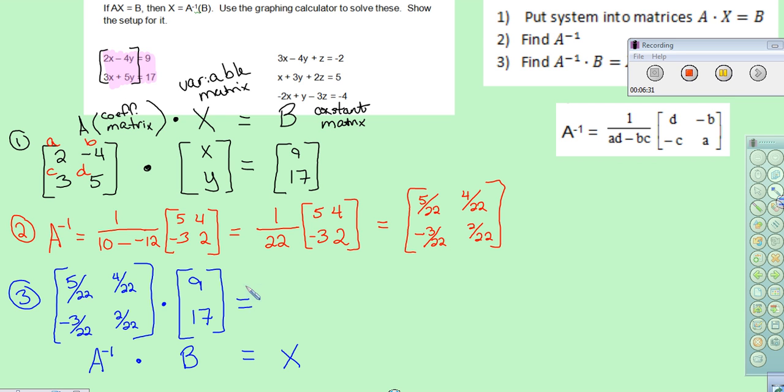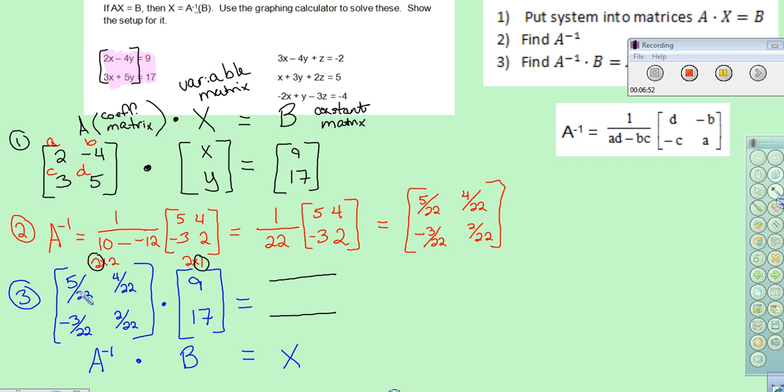Alright, so when we multiply, a couple reminders as we get started: this guy right here is a 2 by 2, and this is a 2 by 1. So therefore my product will be a 2 by 1. Let's go ahead and draw ourselves 2 blanks right there. 1, 2. That's where we'll be able to put our answers.